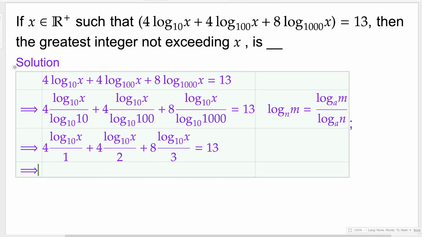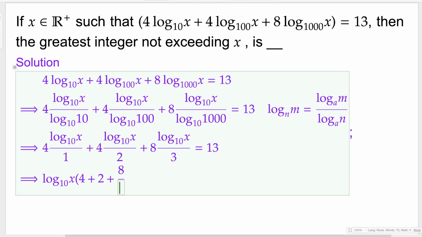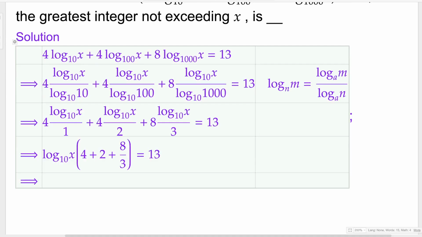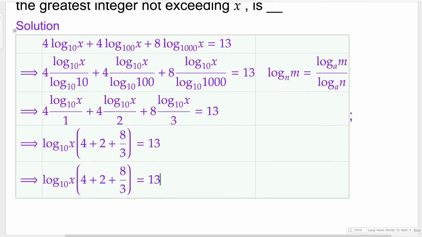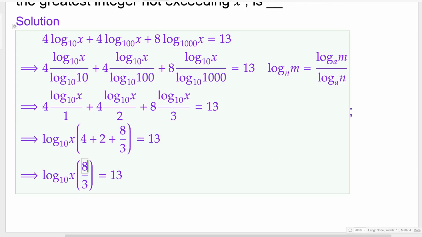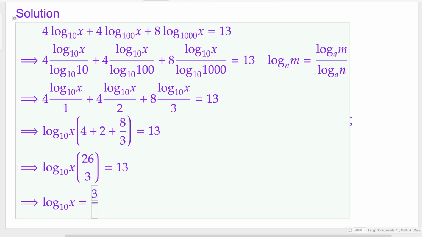Now on resolving this further, we can clearly observe that log x base 10 can be taken as a common quantity, right? So log x base 10 is the common quantity, and the rest can be written as (4 plus 2 plus 8 by 3), and this is equal to 13. On resolving this further, this turns out to be 26 by 3. So we can write log x base 10 times 26 by 3 equals 13, and on resolving this further we'll get log x base 10 as equal to 3 by 2.